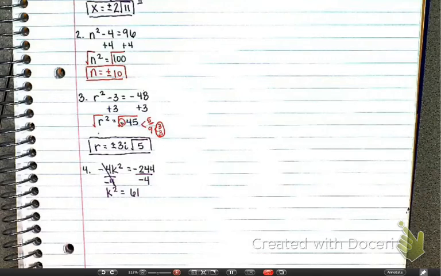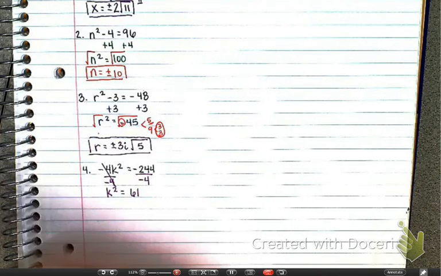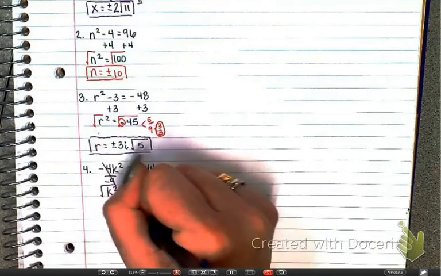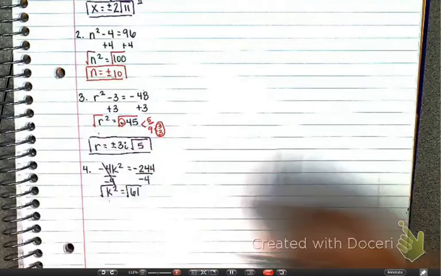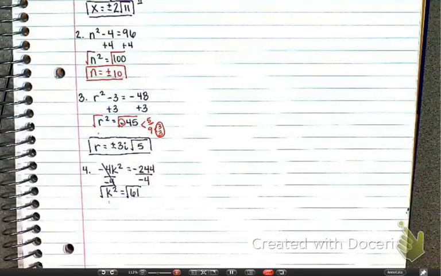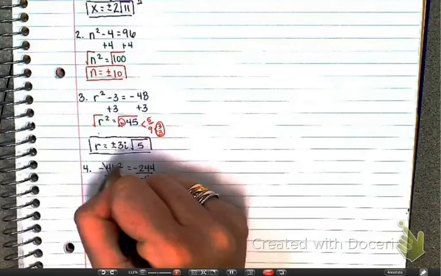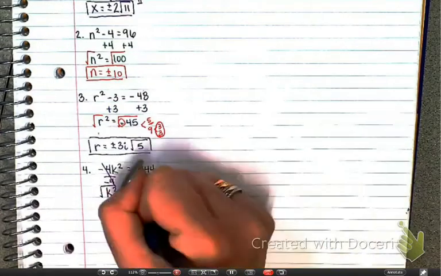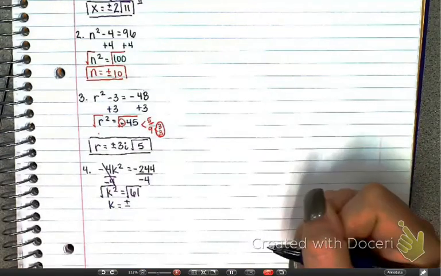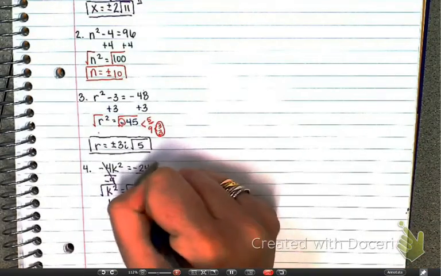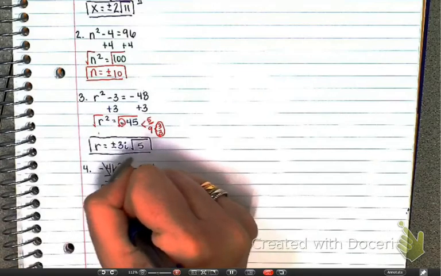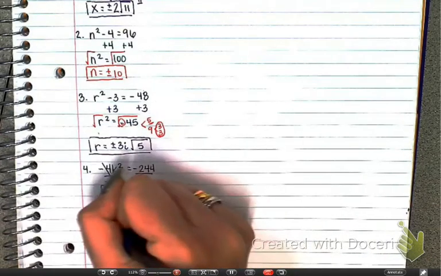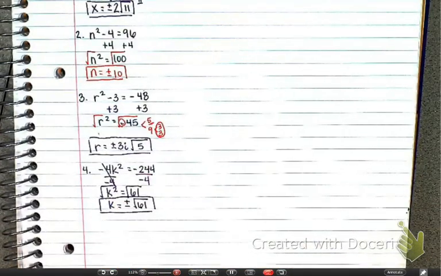Does it look exactly like Friday now? So the goal, as always, when you're solving, is to get your variable alone. I'm going to take the square root of both sides. Does 61 break down at all? Okay, so if it doesn't break down, k equals plus or minus the square root of 61. So in this case, 61 doesn't break down, so I'm going to leave my answer as is.